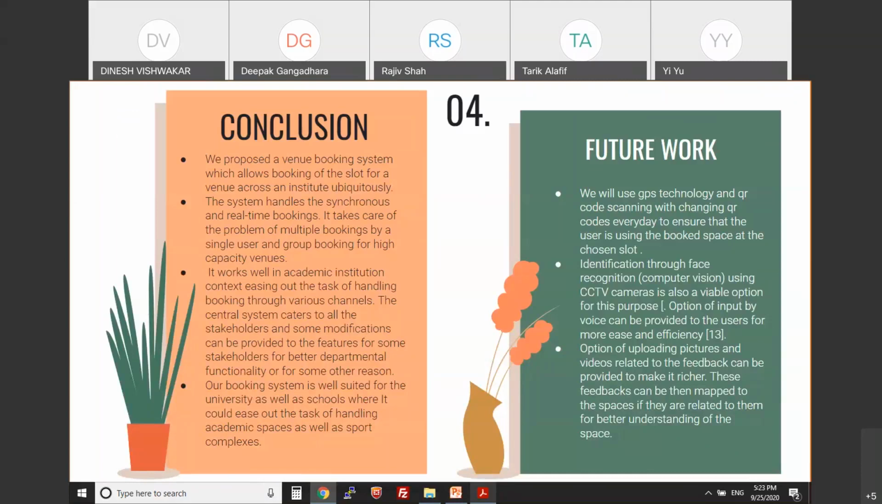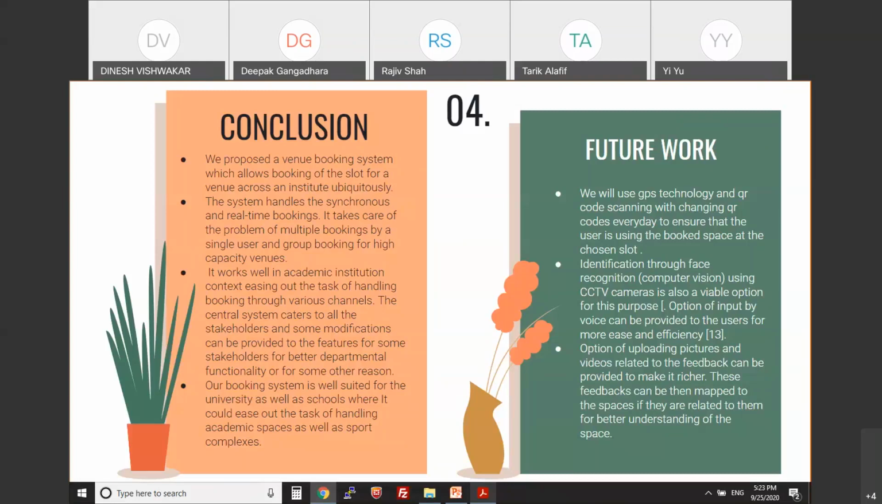So in conclusion, I would like to say we proposed a venue booking system which allows booking of the slot for a venue across an institute ubiquitously. The system handles synchronous and real-time bookings. It takes care of the problem of multiple bookings by a single user and group bookings for high-capacity venues. It works well in an academic institution context, easing out the task of handling booking through various channels. The central system caters to all the stakeholders, and some modifications can be provided to the features for some stakeholders for better departmental functionality or some other reason, as we saw for library and sports complex.